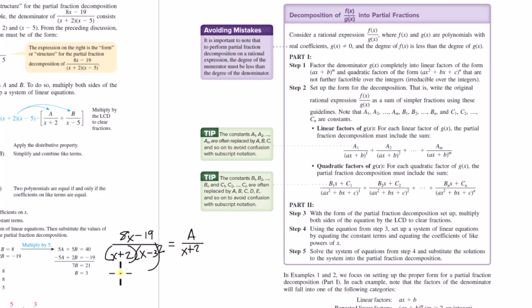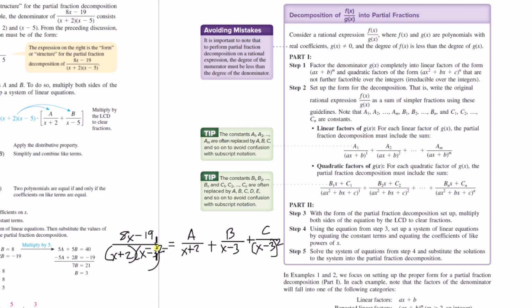Now you're done with this factor. But you have another linear factor and it's squared. And so what you do in this case is you're going to say plus b over x minus 3, but then you're going to say plus c over x minus 3 squared. And if it was cubed, then you would do plus d over x minus 3 cubed.